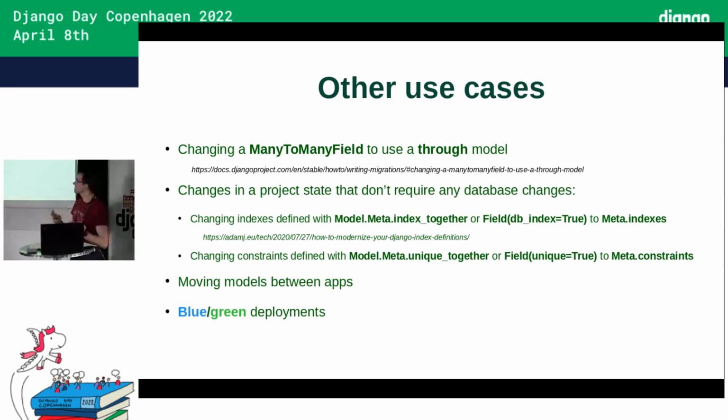It's described in detail in an Adam Johnson blog post. It's also a great solution for moving models between apps, because it's also not obvious how to do this. When you want to move a model from a source app to a target app, then you can use separate database and state to simply first move it, then generate migrations on the source app, move the removed model operation to state operations, and in the database operations, use rename to rename the table to the name expected for the model in the target app. And in the target app, do the same.